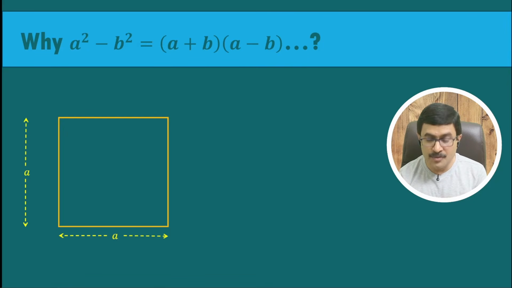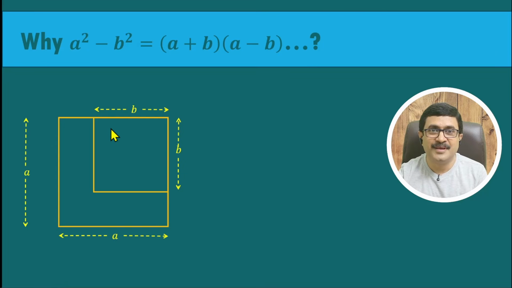Now I'm going to draw a new, smaller square with side B inside the first square, like this. Now we have two squares: one larger square whose area is a squared, and the smaller square with side B, whose area is equal to b squared. Now think about this equation. What about a squared minus b squared?